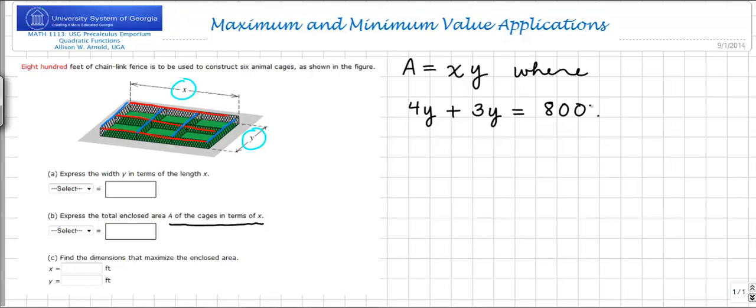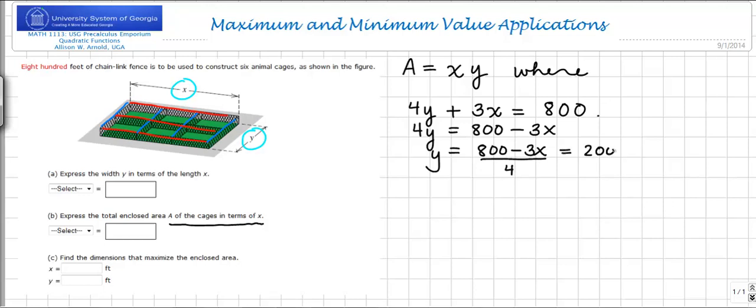Excuse me, I wrote that wrong, so this should be an X. So 4y plus 3x equals 800. Now you can take your pick, but since the question asked you to write everything in terms of x, that pretty much forces you to solve the constraint for y. So I'd have 4y is 800 minus 3x. Dividing both sides by 4, I would have 800 minus 3x all divided by 4, or 200 minus 3/4 times x as y in terms of x.